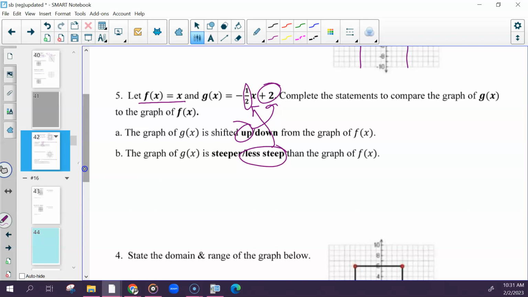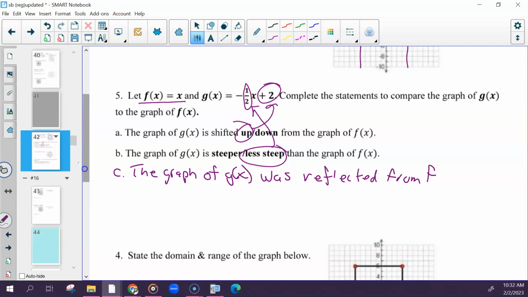I'm just going to rewrite exactly what's given. The graph, and you don't have to write all of this. You can just simplify it or summarize it. Of g of x was reflected. If you said like the slope was reflected, that was fine. You don't have to change your words completely. And that is because of the negative. That was a little hectic there. Questions on that one?